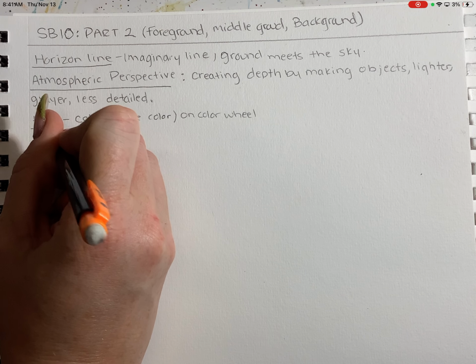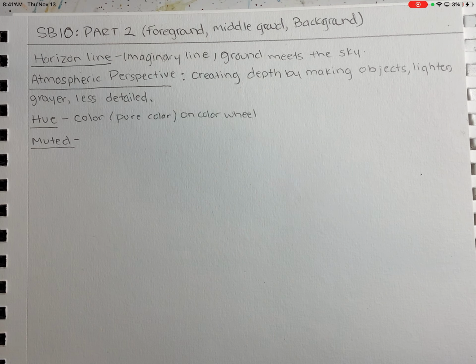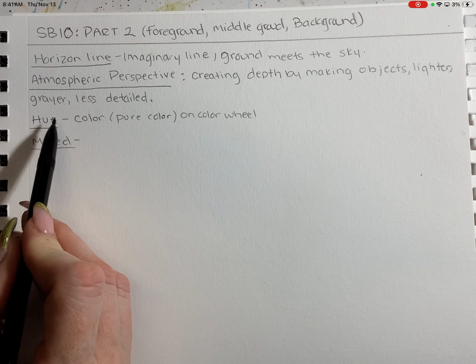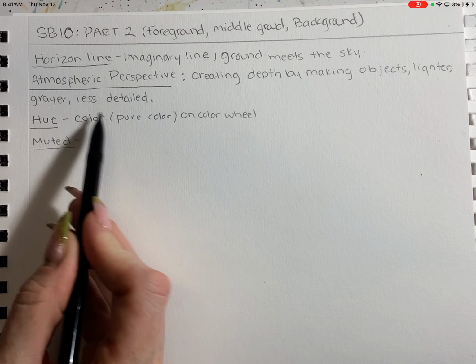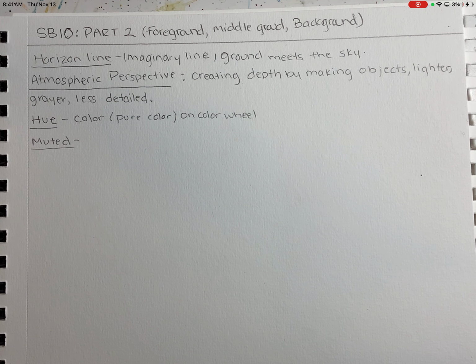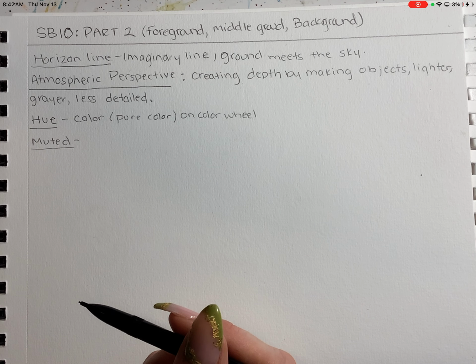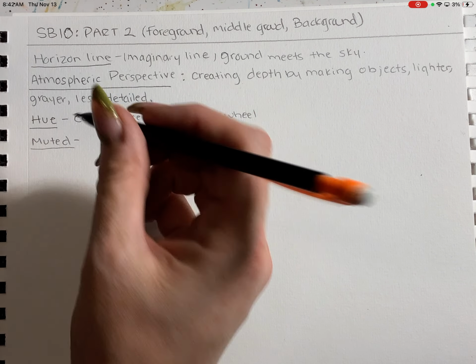Next one is muted. Anyone know what muted means? It's like you're muting yourself on the computer. You can mute yourself. What else can you mute? You can mute colors. How might you mute down a color? What can you add to it? A dark color? A lighter color? If I want to mute red, what would I add to it? White. Yeah, so we could do that. We could also add gray to it.